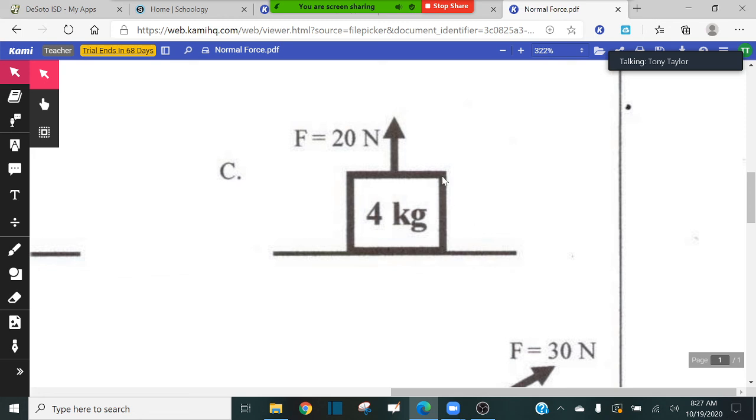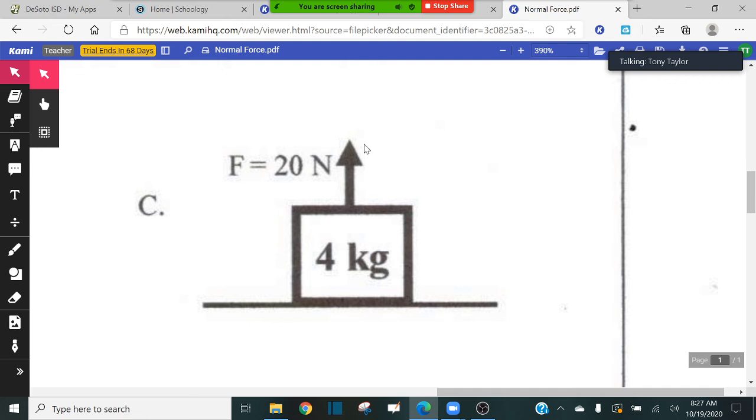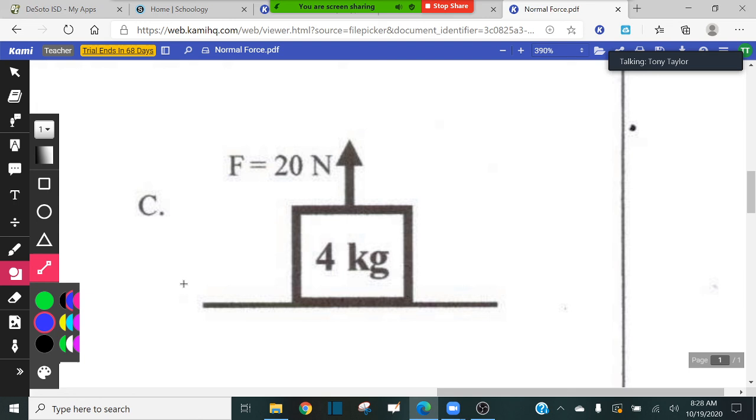Guys, look at situation C here. So I have a 4-kilogram block sitting on a table, and while this 4-kilogram block is sitting on a table, there's clearly an up force. So someone is pulling up on the block with a 20 Newton force. Okay. Now, let us label the remainder of the forces acting on the block and list the magnitude of those forces. So, we already know that there's clearly a force of gravity pulling down on the block. Okay, so there's a force of gravity pulling downward on the block.